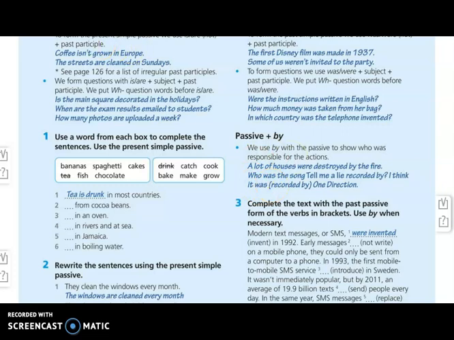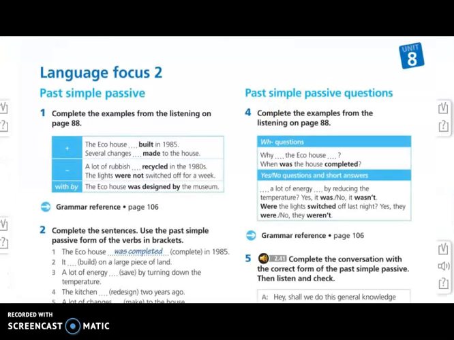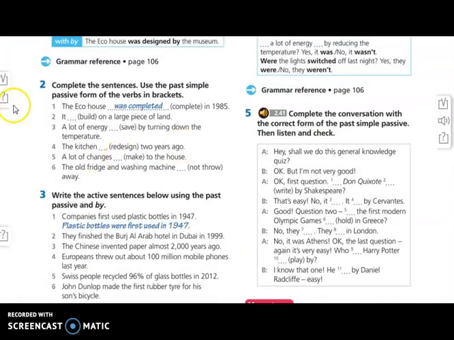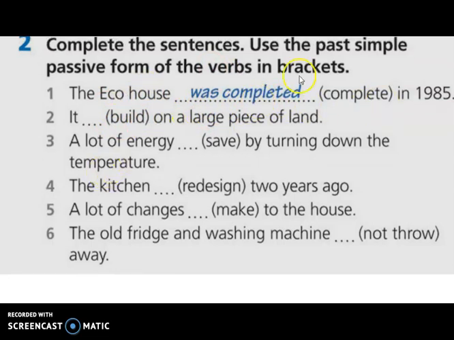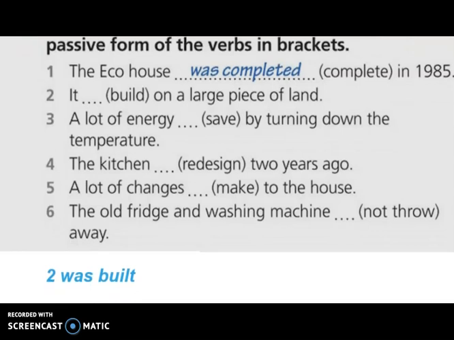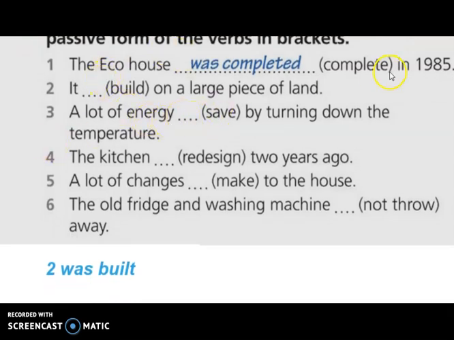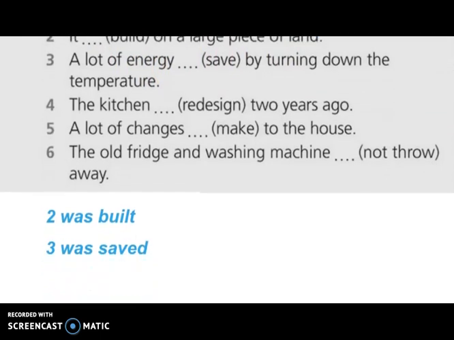Now please move back to page 89 to go through the exercises. Let's start with exercise number 2. Complete the sentences. Use the past simple passive form of the verbs in brackets. Number 1. The Eco House was completed in 1985. The Eco House is singular, so we used was plus past participle completed from complete. It was built on a large piece of land. Number 3. A lot of energy. Energy is an uncountable noun, so we have to use was saved by turning down the temperature.